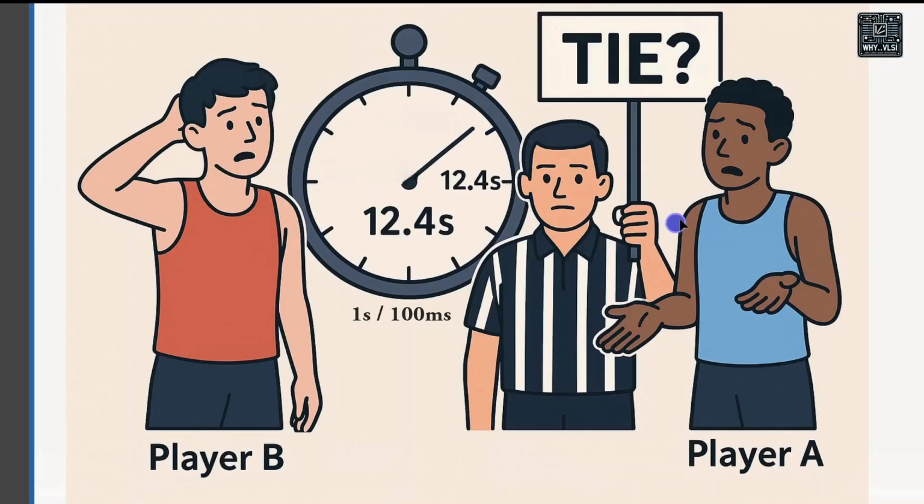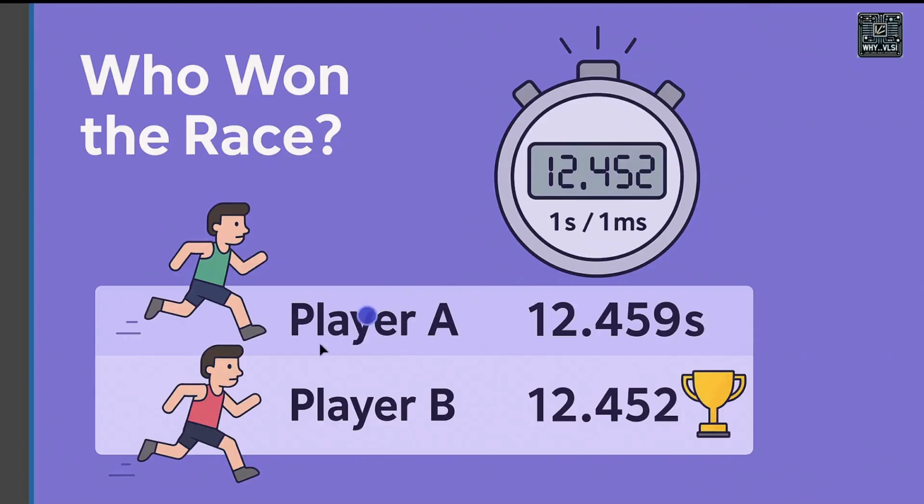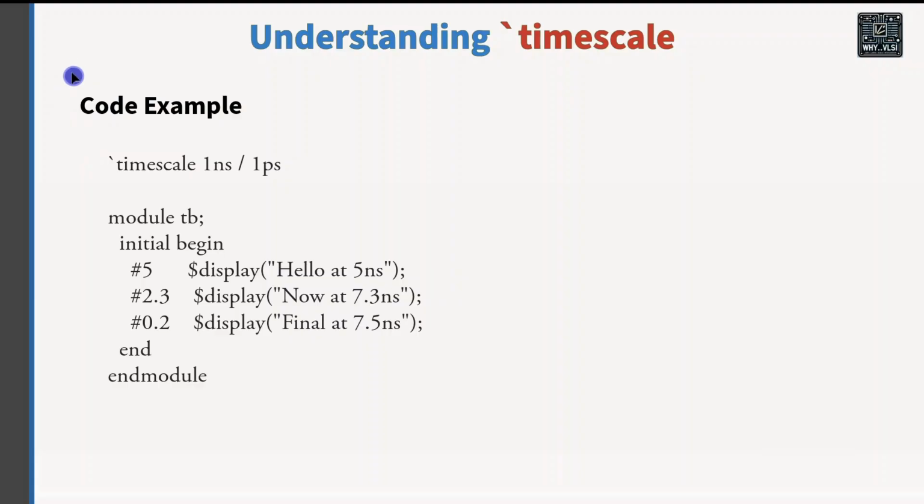Now let's upgrade your stopwatch to one that has 1 millisecond precision. That is 1 second to 1 millisecond. The times are recorded as player A's time 12.459 seconds and player B 12.452 seconds. So clearly here we can determine player B is the winner. So the moral of the story is, if your time precision is too coarse, your simulation might miss important transitions, delays, or race conditions.